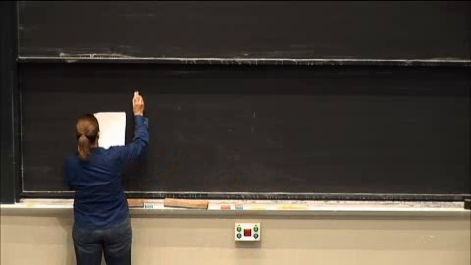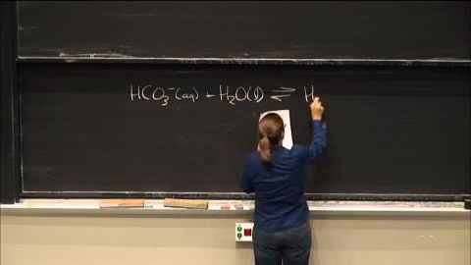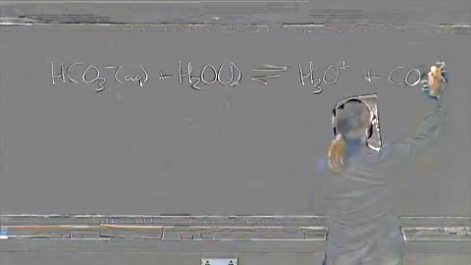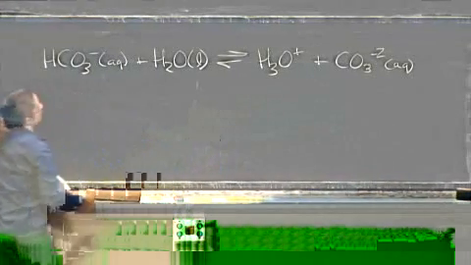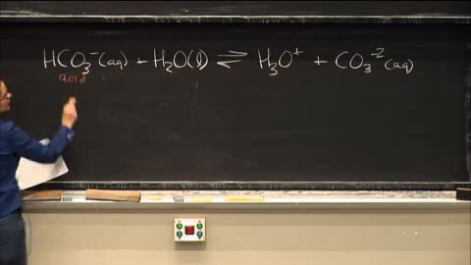Okay. So now let's look at HCO3 minus in aqueous solution and water going to, again, hydronium ion and CO3 minus 2, also in aqueous solution. So what is HCO3 minus acting as here? As an acid. And so what does that make water? A base.